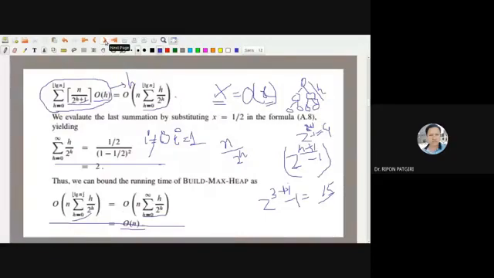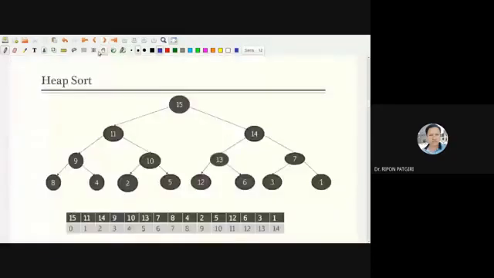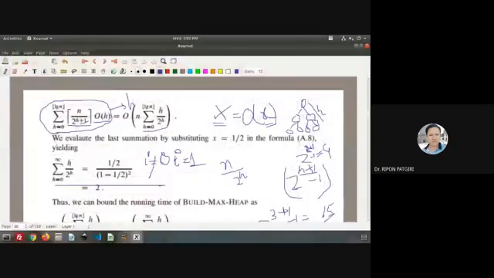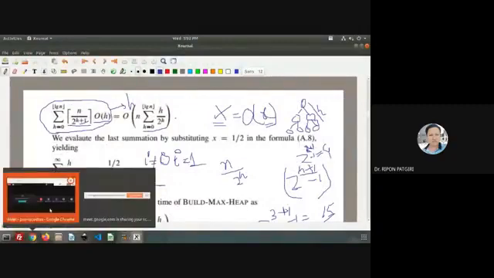Oh, it's already 5. However, today we will conclude here the time complexity of heap sort, building heap. We have just discussed the time complexity of building heap. If you have any doubt, you can still ask. So we have to conclude here.